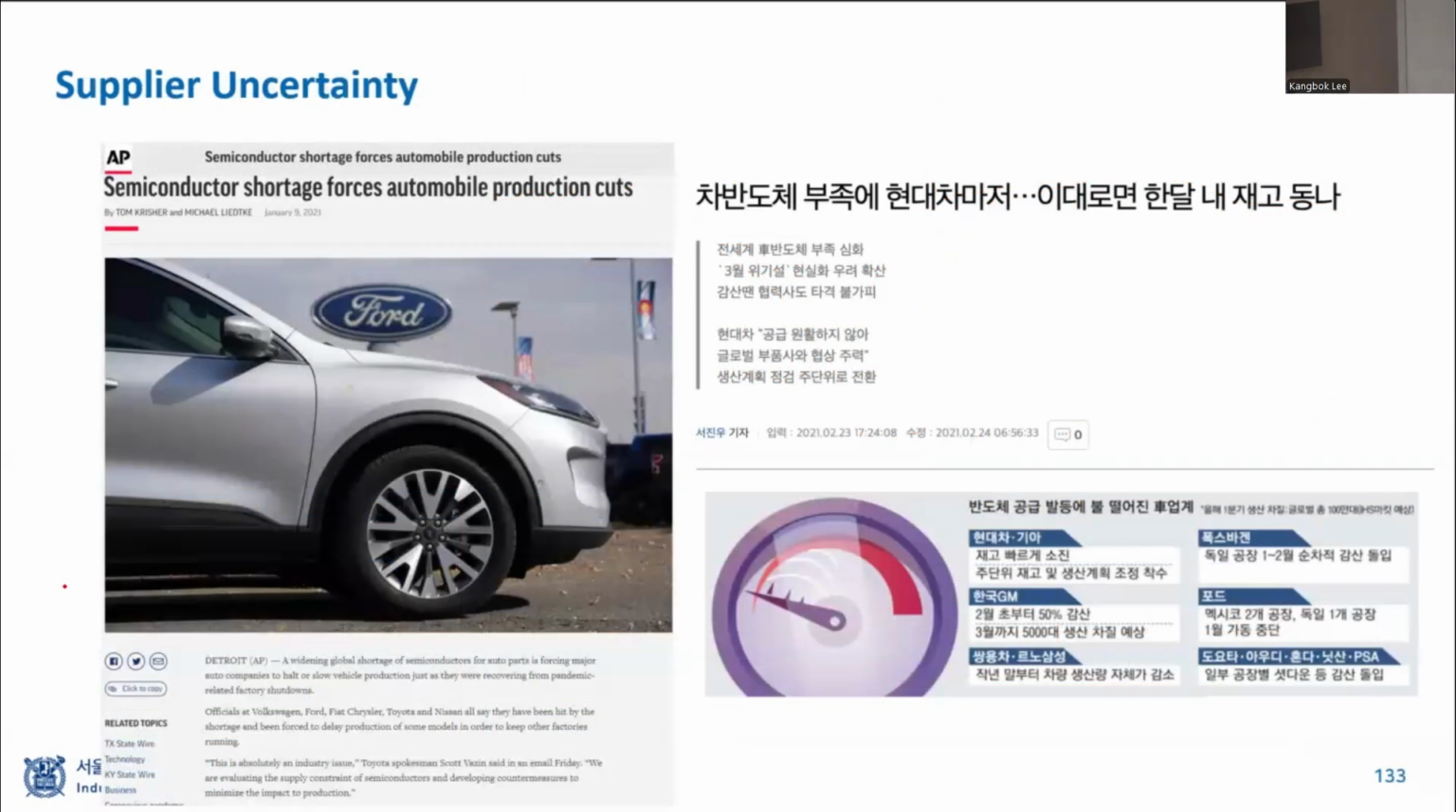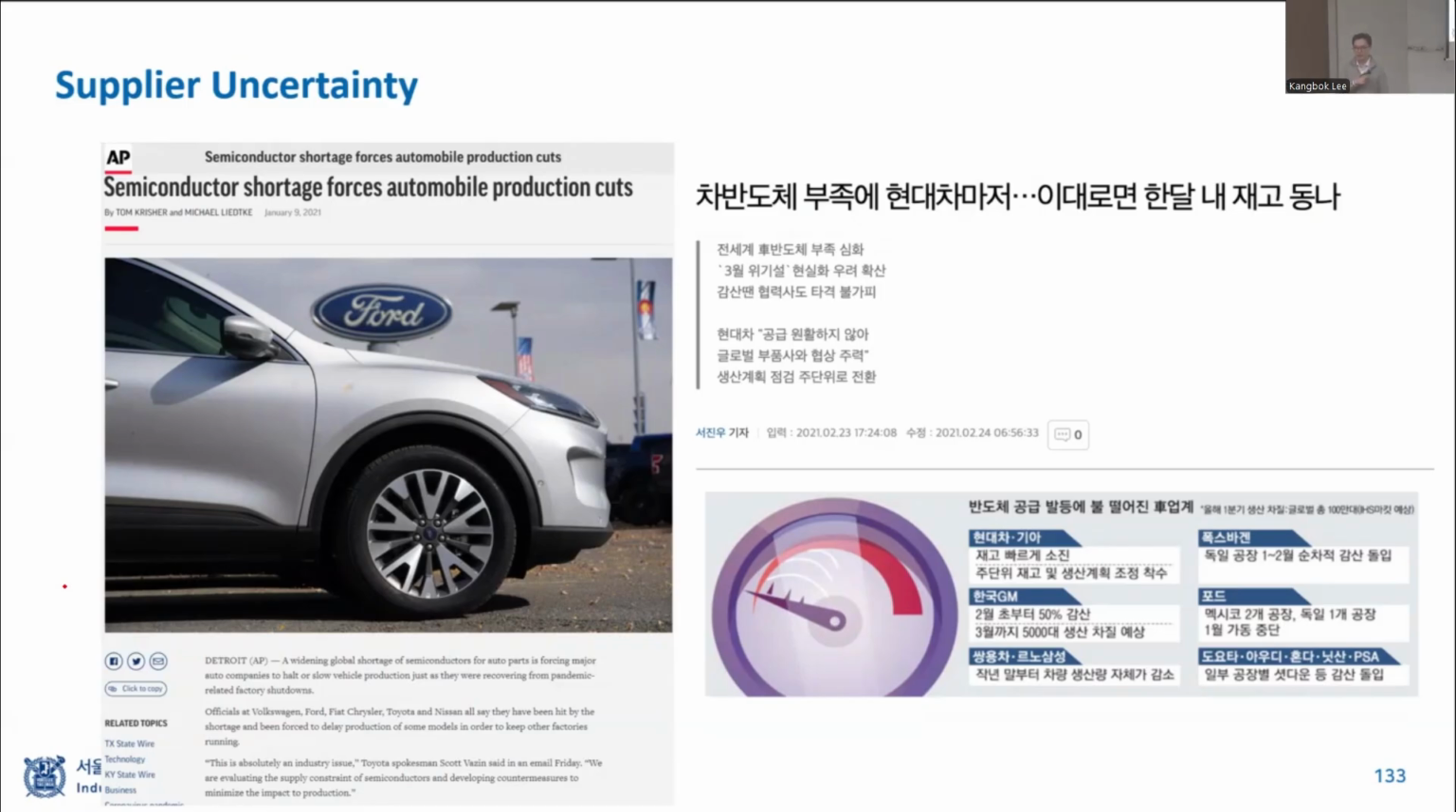The last topic, which is quite important but not investigated extensively so far, is supply chain risk. Let me explain why this is so challenging to investigate. Supplier uncertainty is very important.